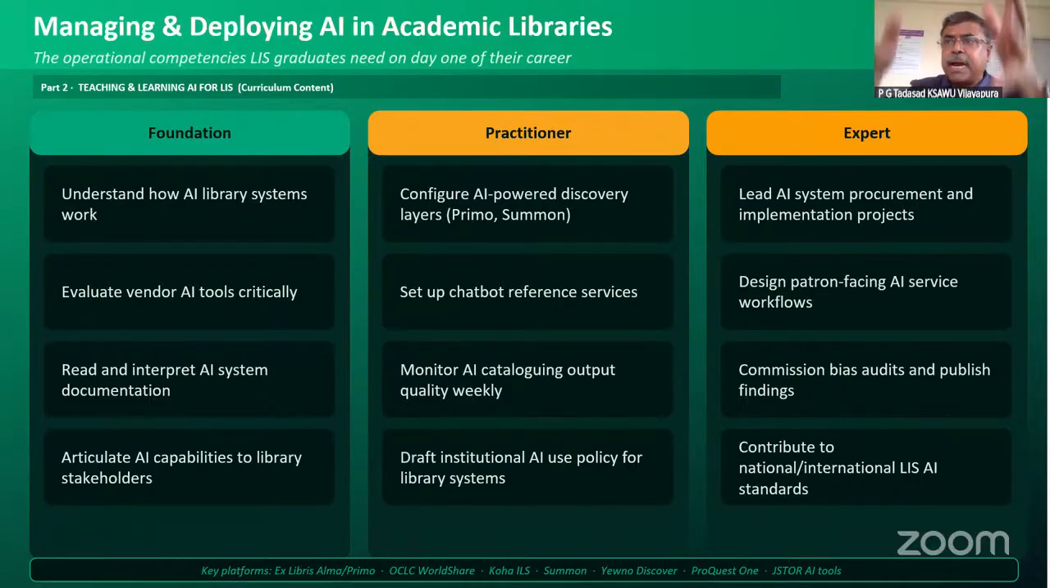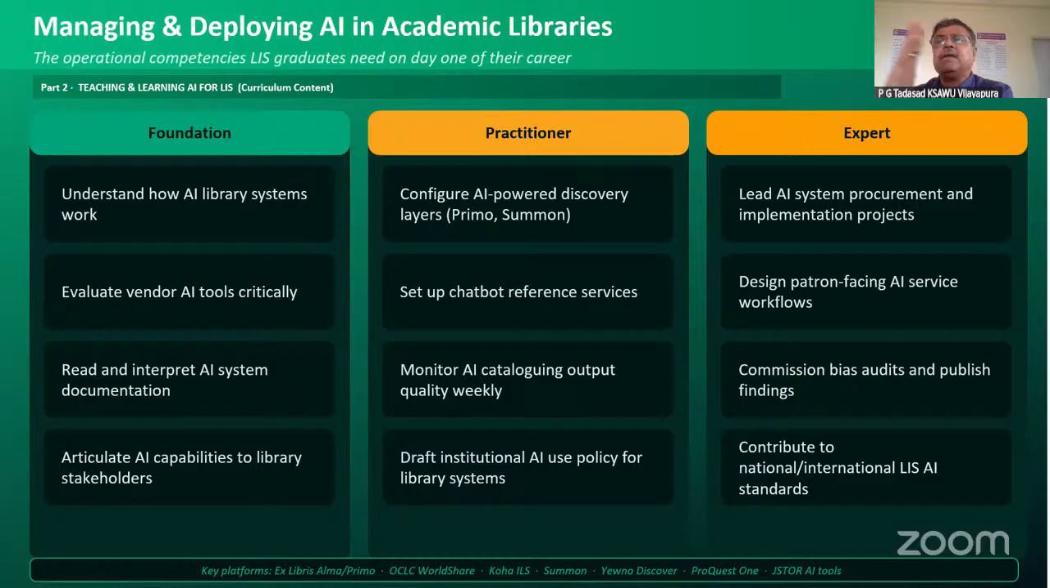If he is really a practitioner, he is implementing that. He has to configure AI-powered discovery layers. That means he has to do some programming to some extent, set up chatbot reference services, monitor AI cataloging output, and draft an institutional AI use policy.